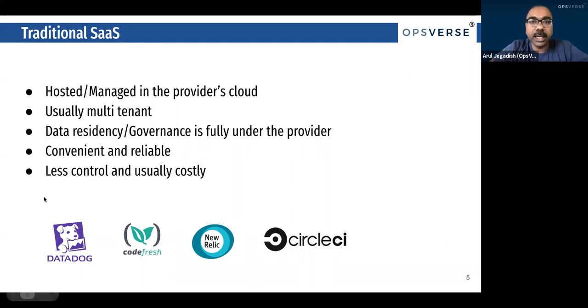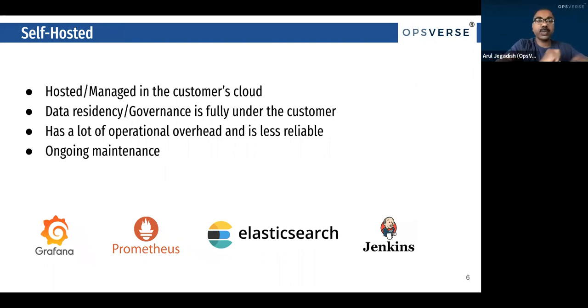The flip side is that you have very little control, and it usually is on the costly side. As we go, we'll talk about why this model ends up being a costlier model. Some examples of vendors who offer traditional SaaS tools are Datadog, CodeFresh, New Relic, CircleCI, BuildKite. Now, at the other end of the spectrum we have self-hosted, where as a user, you will host and manage everything within your cloud. Because of that, you have full control on data residency and governance.